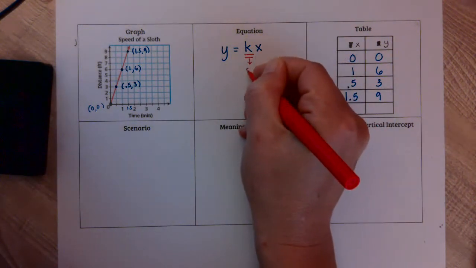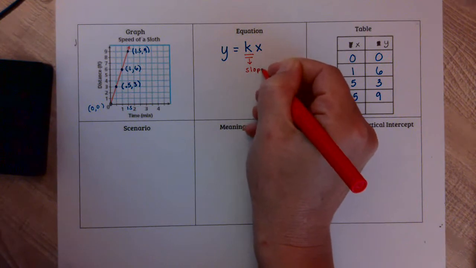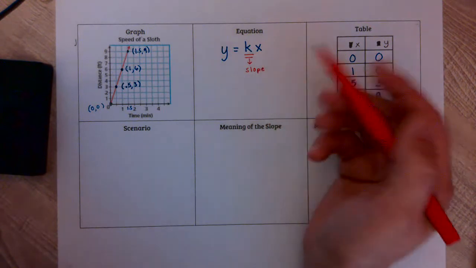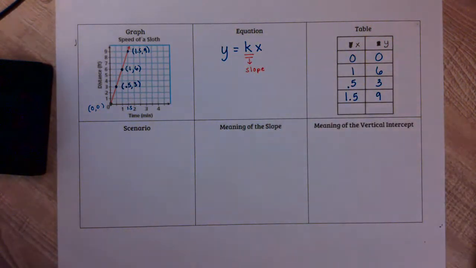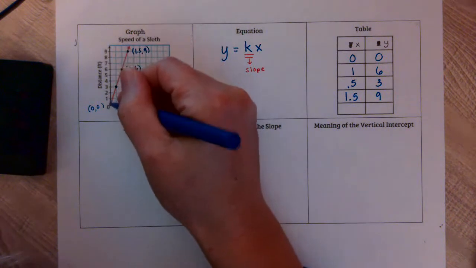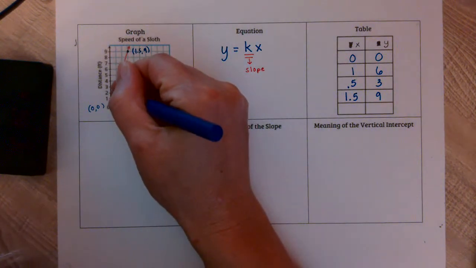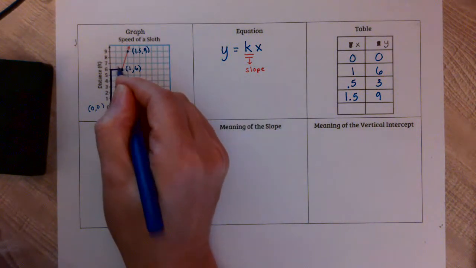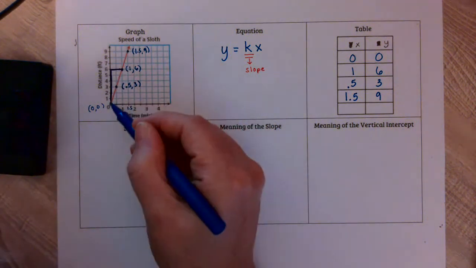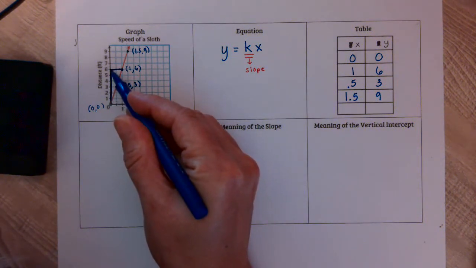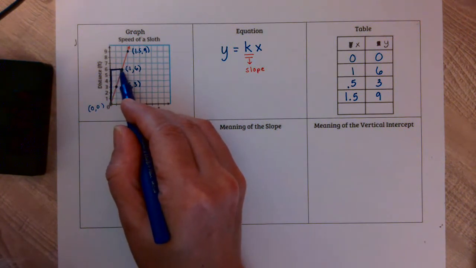And the k stands for the slope, right? It really stands for the constant of proportionality is what we call it, but that's the same thing as the slope. So if I find the slope, I'm going to figure this out. Well, I know how to find the slope by doing the rise over run. So if I went from 0, 0 and I went up and then I went over, it's going up by 1, 2, 3, 4, 5, 6. So it's rising by 6, and then it's running by 1, 2.